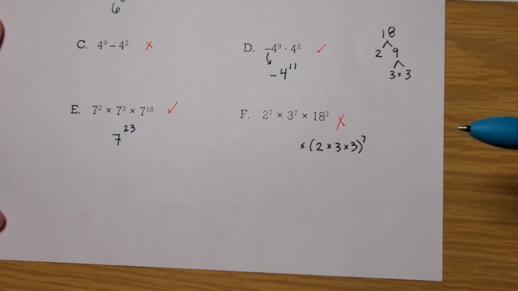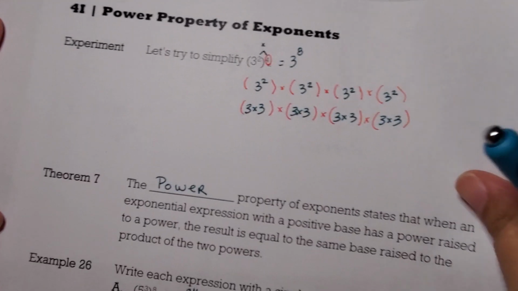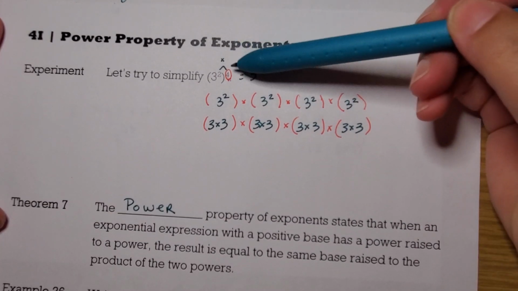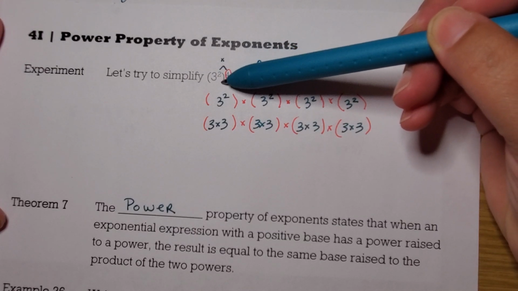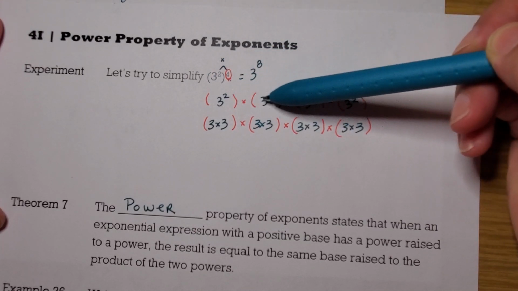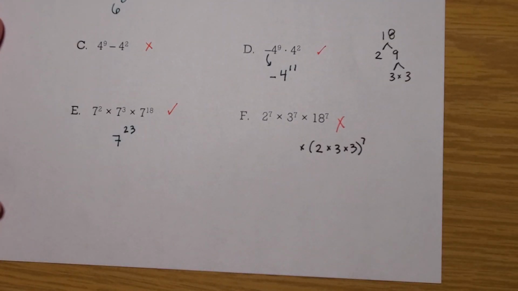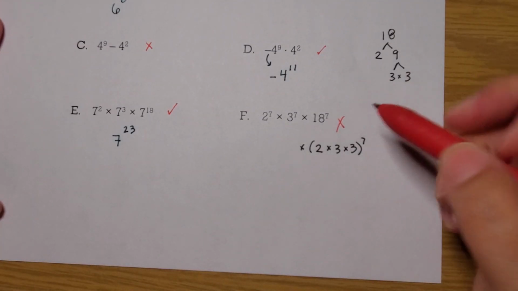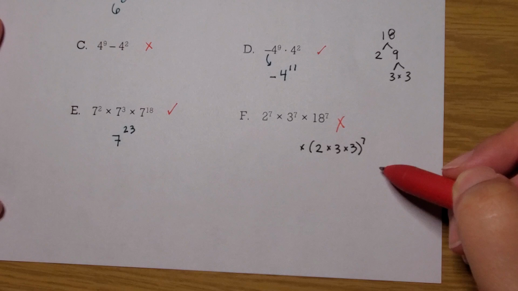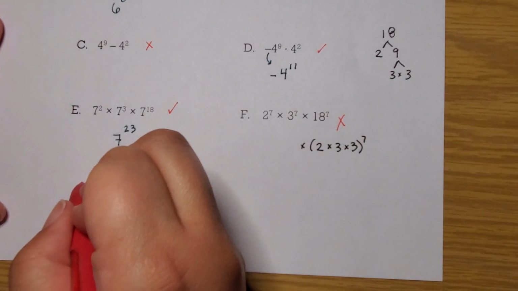Now, the power property doesn't apply here either, but when we established the power property, we took that power and we created that many of those groups together. So let's try that here as well. So because we have a 7 here, let's write out 7 groups.